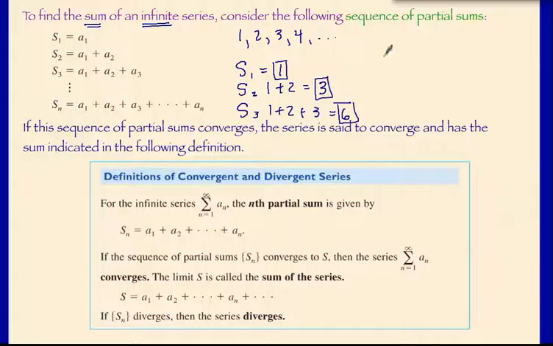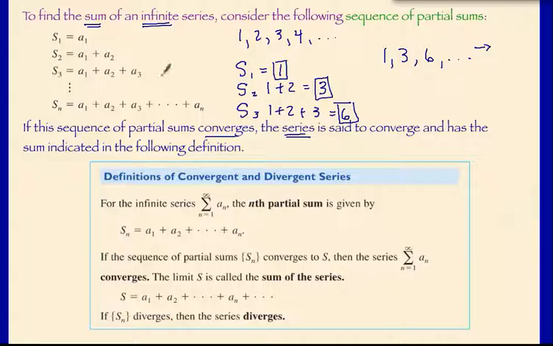So now if I list these numbers, 1, 3, 6, etc., it's a sequence of partial sums, and I'm wondering, will this sequence converge or diverge? Notice the next sentence says, if this sequence of partial sums converges, the series is said to converge, and it will have a sum. If the sequence of partial sums diverges, the series is said to diverge, and it will not have a sum. Diverge, remember, means to increase without bound or decrease without bound. It's not all coming together and narrowing in on a specific number.